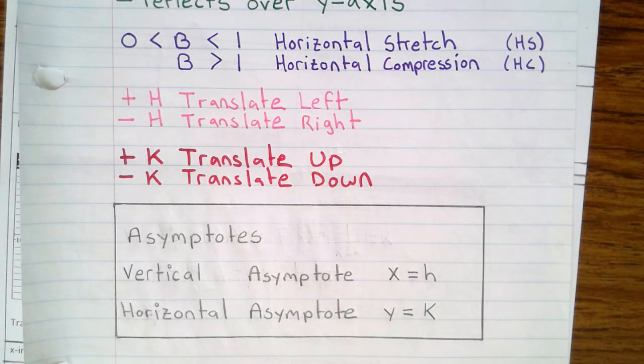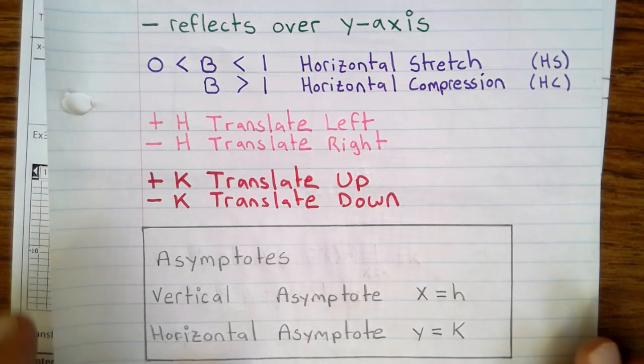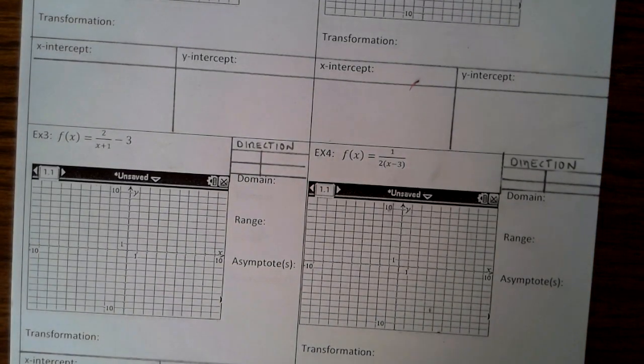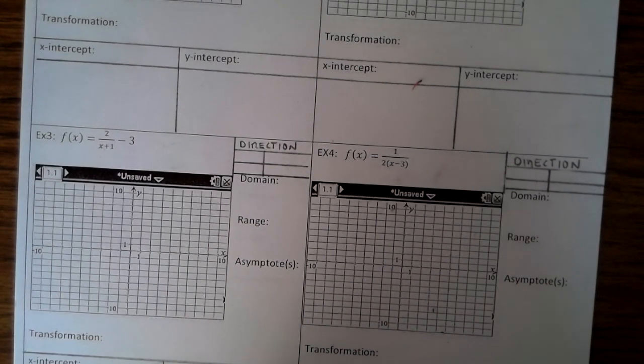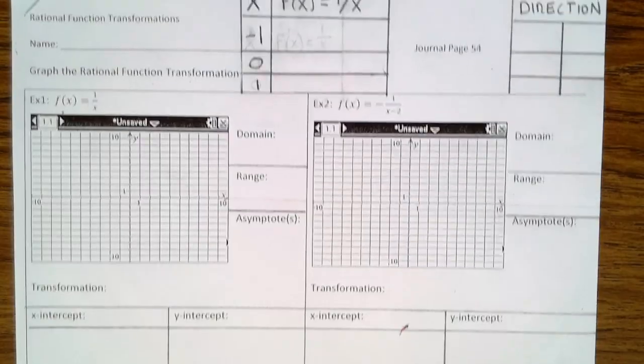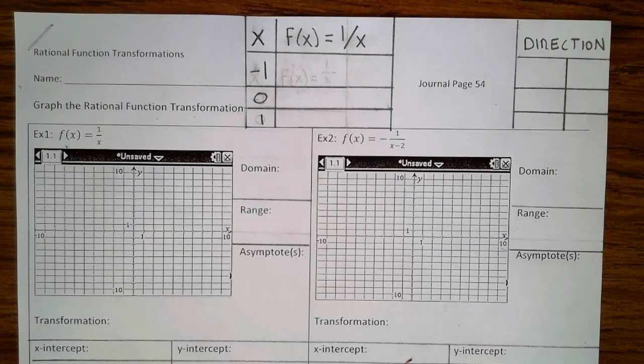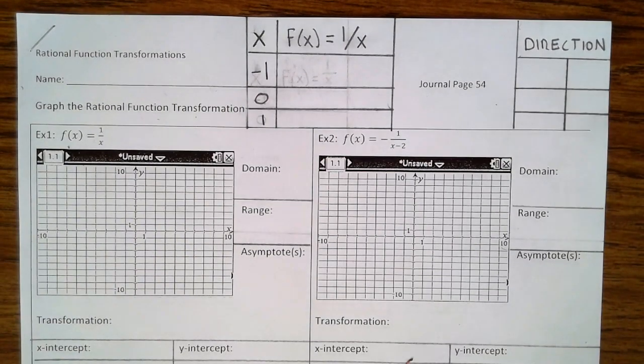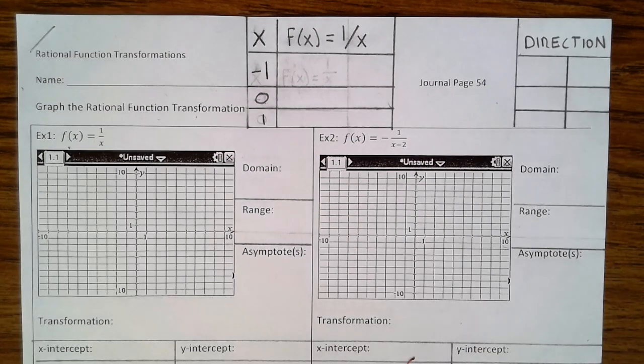If you would, update your notes. Now your notes are updated. Let's take a look at the examples. All right, rational function transformations on page 54.